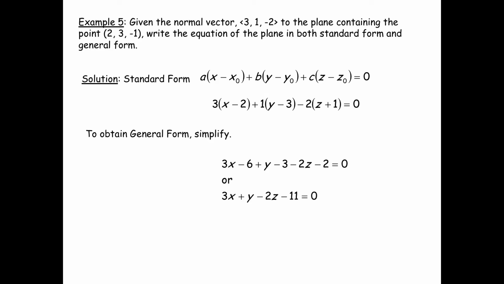Okay, so no matter what, if you have your normal vector and your point, you have to write it in standard form. So if I ever ask you for general form, you have to write it in standard form so then you can distribute to get to general form.